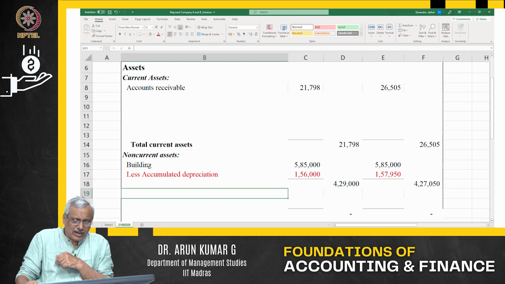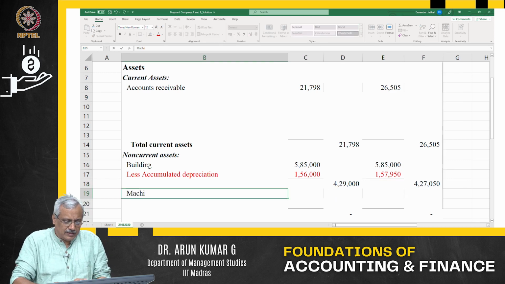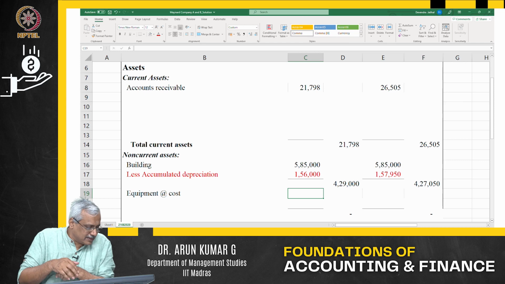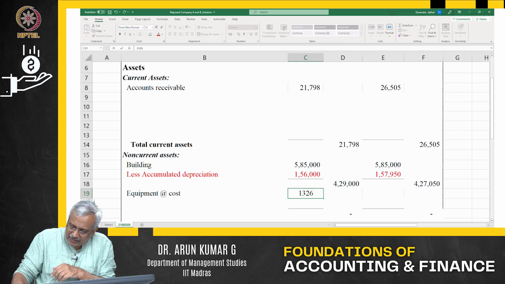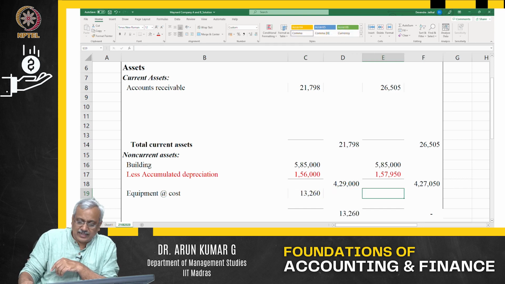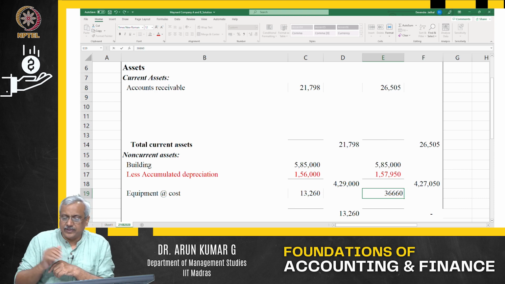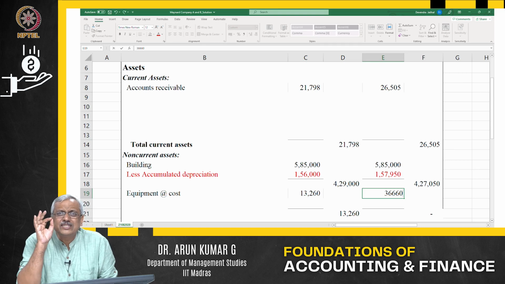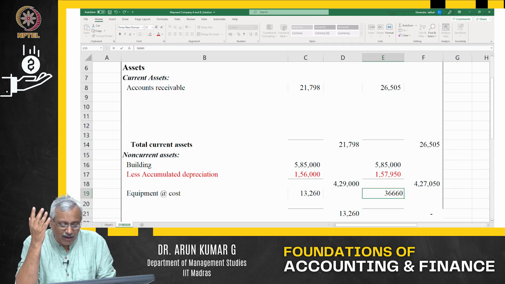Same thing we will do for machinery. What is called machinery? Equipment, sorry, they say equipment. They do not say machinery, they say equipment. They have said equipment at cost. They have clearly given at cost. Because what has happened, on 1st of June the equipment cost is 13,260, whereas on 30th of June the equipment cost has become 36,660. That means the difference between the two is what you purchased, because that is all at cost.